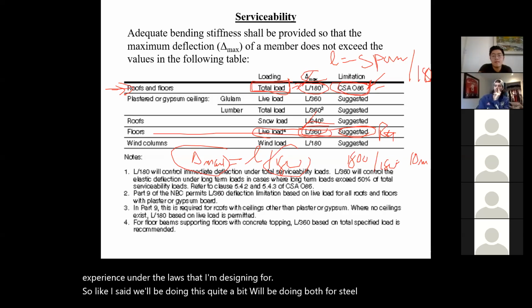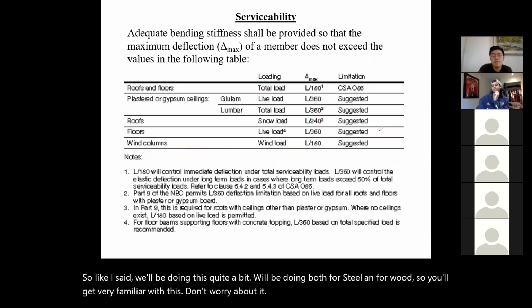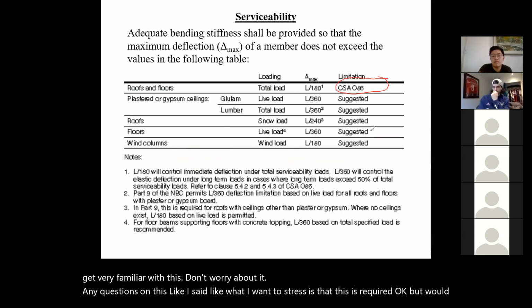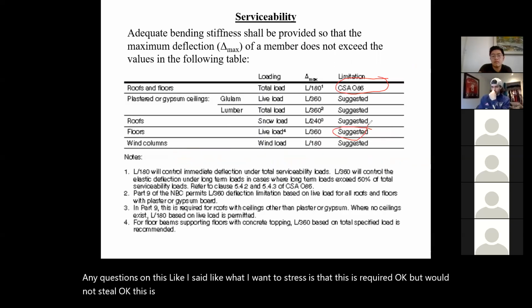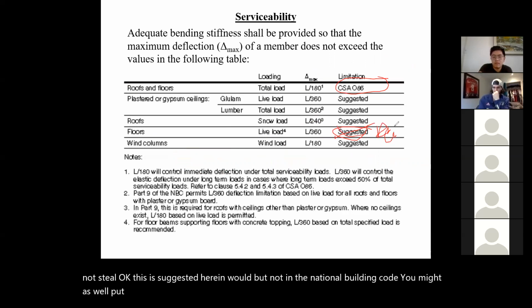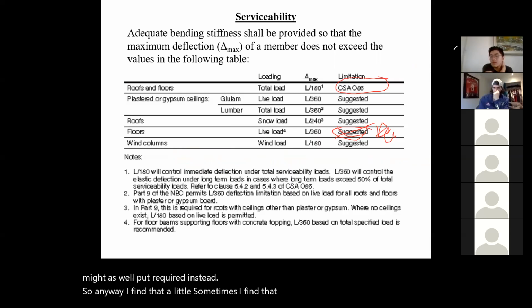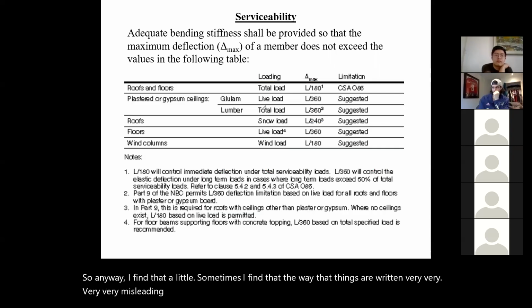So you'll get very familiar with this. Any questions on this? What I want to stress is that this is required for wood, not steel. This is suggested here in wood, but not in the National Building Code. You might as well put required, you understand? Sometimes I find that the way things are written is very, very misleading.